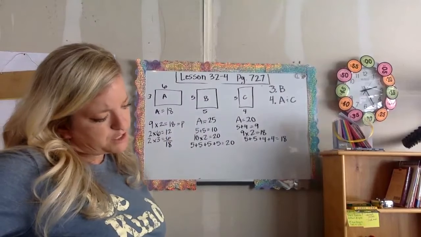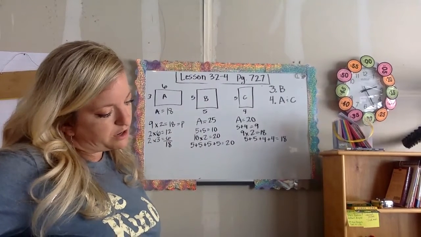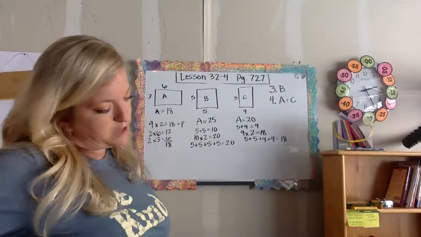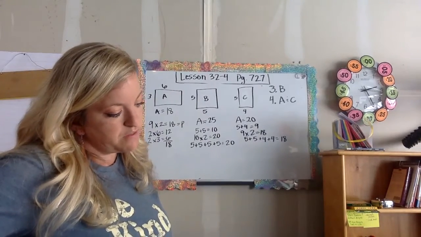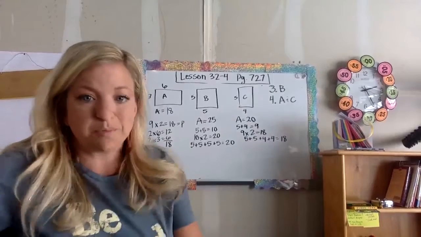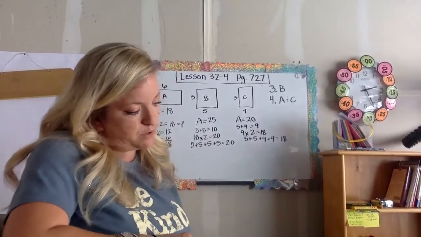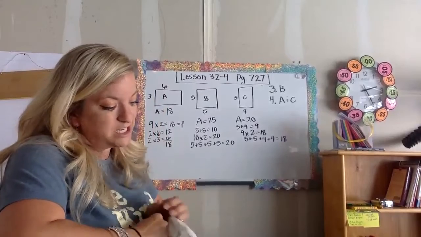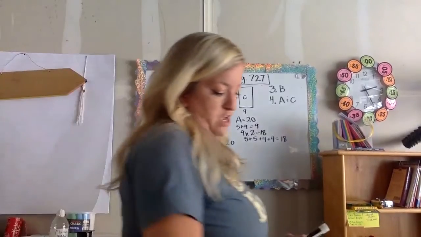Number 5, draw a rectangle that has the same perimeter as rectangle A and a different area than rectangles A, B, or C. Write the length, width, and area of your rectangle. Okay, this is fun. This is kind of like figuring out a puzzle. So it says it has the same perimeter as rectangle A, which is 18, and a different area than rectangles A, B, or C. So we have to find a different area.